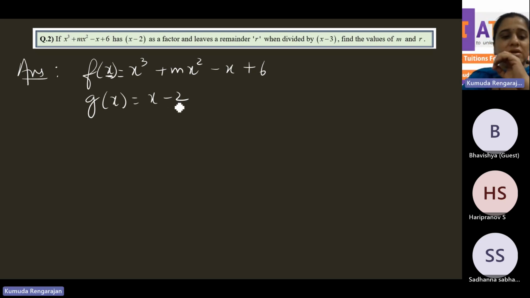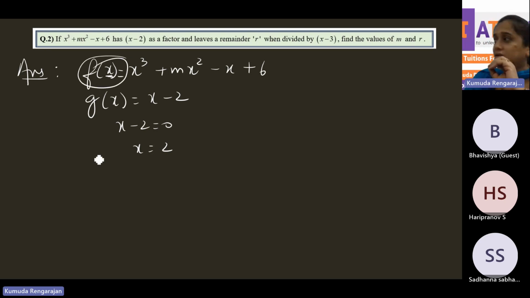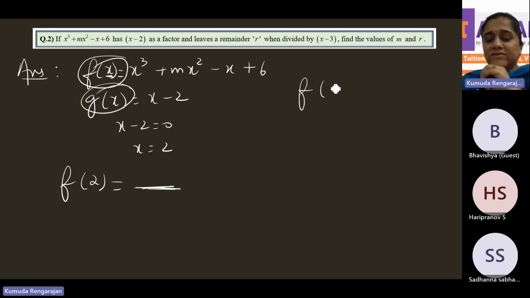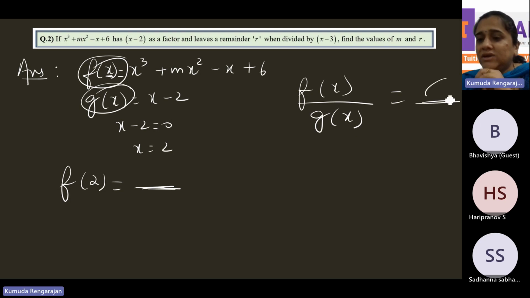Okay, now let's frame the conditions. Where x minus 2 is equal to 0, x is equal to 2. You should always equate the divisor to 0 and find the value of x. Now, which is the dividend? f of x is the dividend. Find f of 2. When you find f of 2, you will get the remainder when f of x is divided by g of x. The remainder is 0. Why? Because it's a factor. That remainder you should write here.